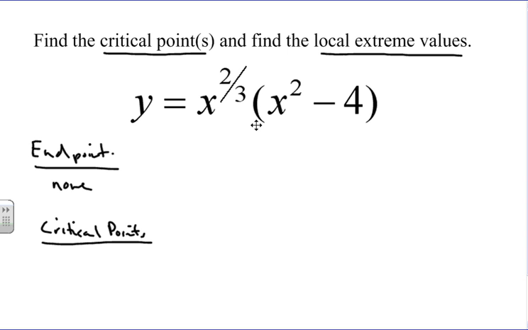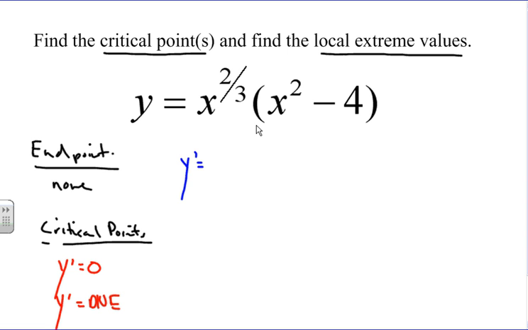Now, remember the critical points? You've seen this several times now. F prime equals 0. F prime doesn't exist. Now, in this case, we're not dealing with F, so I'm going to change this up. Maybe you caught this as well. It should be y prime equals 0 and y prime doesn't exist. So we'll find our derivative for this particular function, so we can find our critical points and know where some absolute maximums could occur.